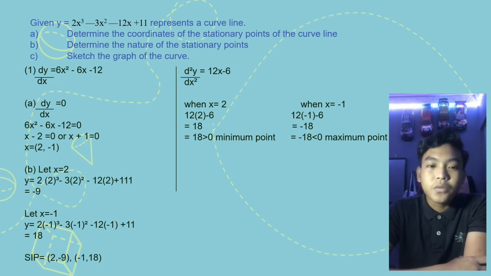Second step, we insert negative 1 in the equation of d squared y per dx squared. 12 in bracket negative 1 minus 6. We will get negative 18. Negative 18 is smaller than 0. That means this is a maximum point.